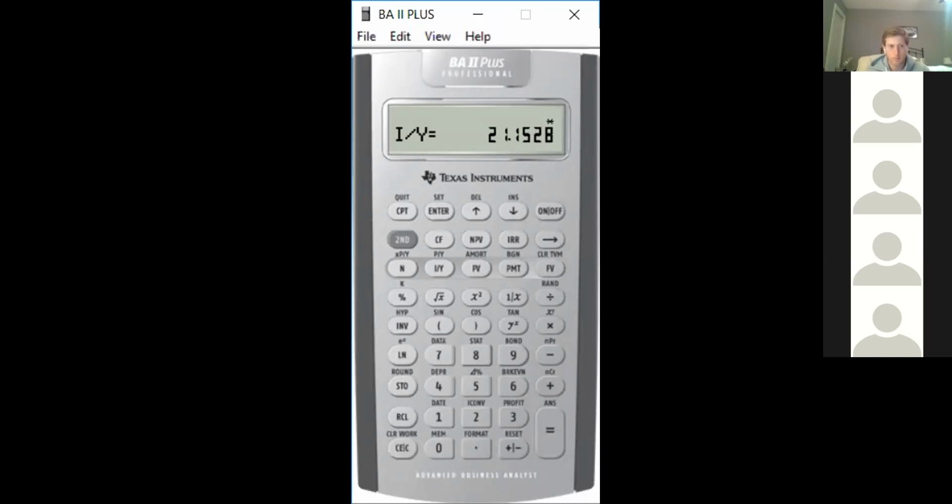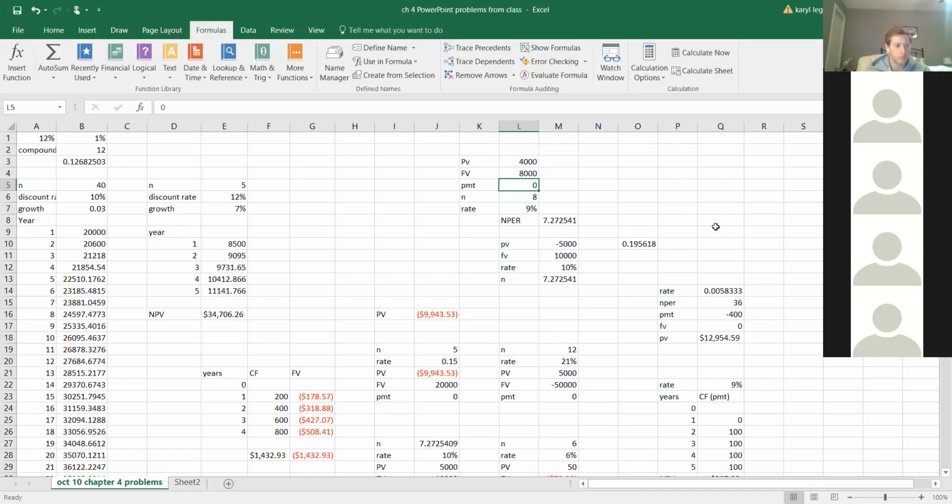If I did it in Excel, here it is. In Excel, I'm putting a present value of 5,000, future value is 50,000, my N is 12, payment is 0, and there's my rate formula. The beauty with Excel is it pops up everything that you need. Nper, the number of periods, is 12, payment is 0.